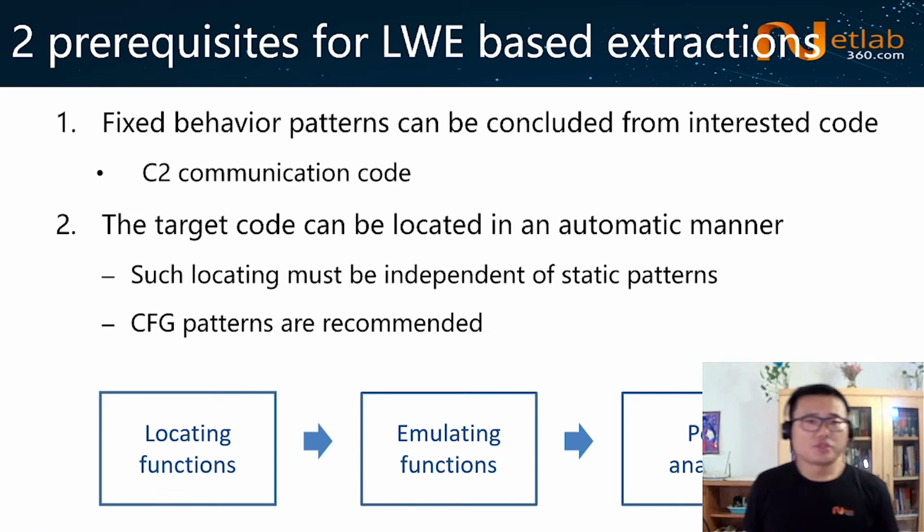If you want to use lightweight emulation-based extraction, two prerequisites must be met. The first is that fixed behavior patterns can be concluded from the code of interest. In the case of C2 IoC extraction, that code refers to the C2 connection code. The second is that the target code can be located in an automatic manner. That is for consideration of automation and scalability. Such locating must be independent of static patterns so that we can avoid the issue of signature explosion. Usually CFG patterns are recommended.